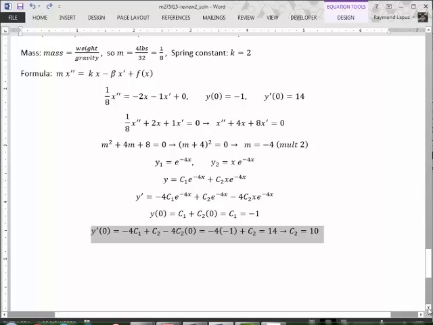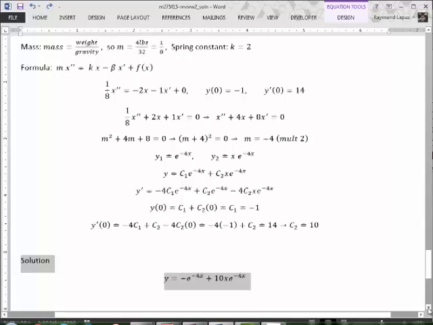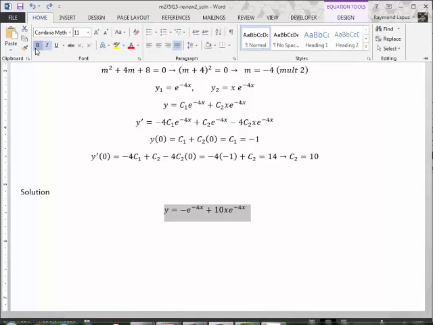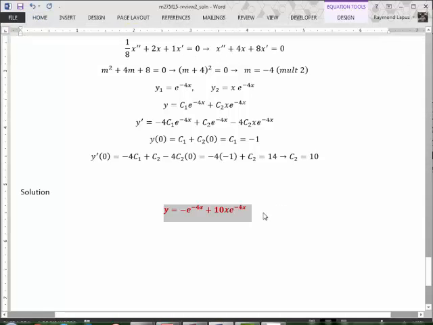Well, we have our constants solved for, and so we should get our solution. And our solution is going to be -1 times e to the negative 4x plus our c2, which is 10, times x e to the negative 4x. Alright, so that's our spring problem.